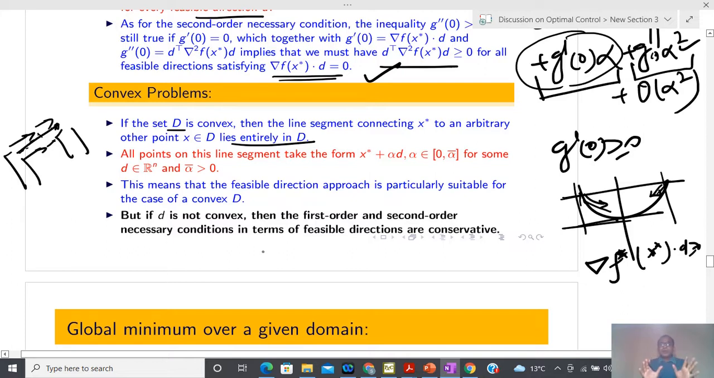Okay, so now you are able to understand that whenever I am talking about the extremum, meaning strict minimization in some region D, at that time I have to make sure that D is a convex region. And after that, there are two conditions that should be satisfied.